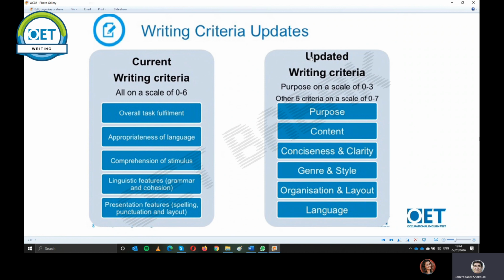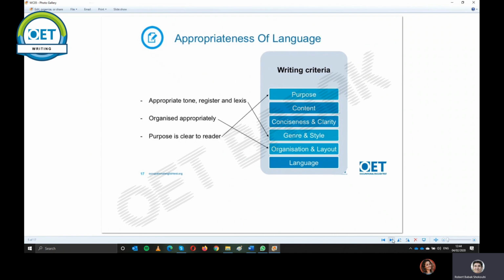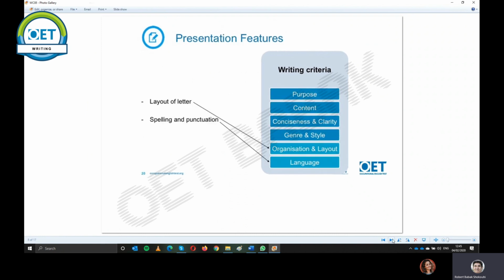When you're scored based on these, they look at the content, they say, okay, all the content is here, that's fine, 7. They look at the purpose, they say the purpose is okay, 3. Then they add up all of them and convert it to 500. So this is some comparison between the new and the previous.